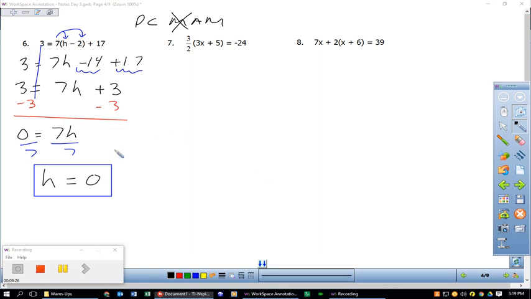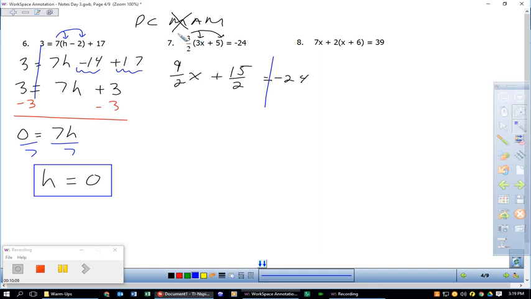Okay. Number 7. Distribute first. We will multiply 3 over 2 times everything over here. That is going to give us 9 over 2x plus 15 over 2 equals negative 24. All right, there's nothing to combine here. Nothing over here, nothing over here. We can't put these two together. One has an x, one doesn't.